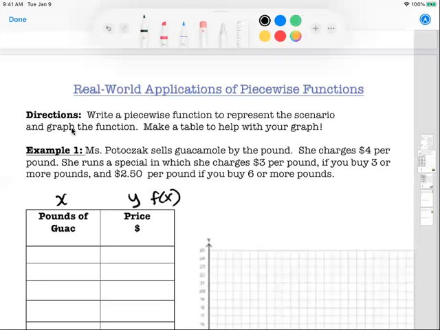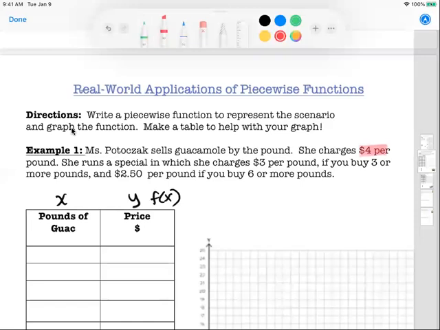Good. And then we see that word per. Remember, per means multiplication. So 4 times x is going to equal f of x, or 4 times the number of pounds is going to equal the price. Beautiful. I'll highlight that too for us.